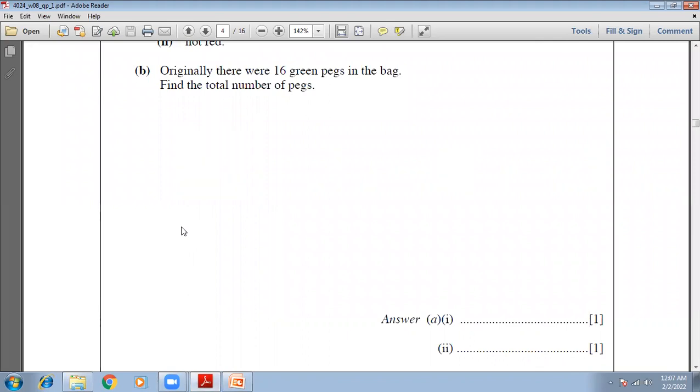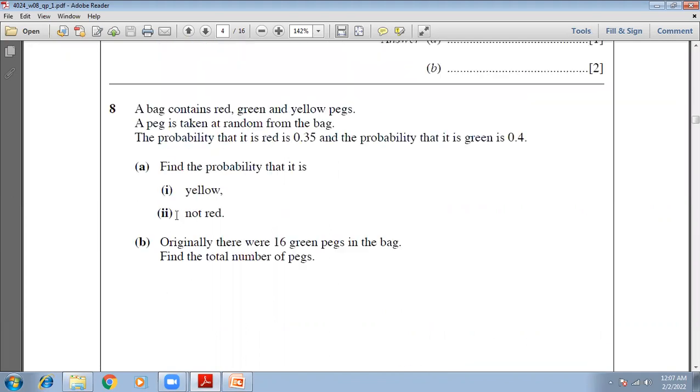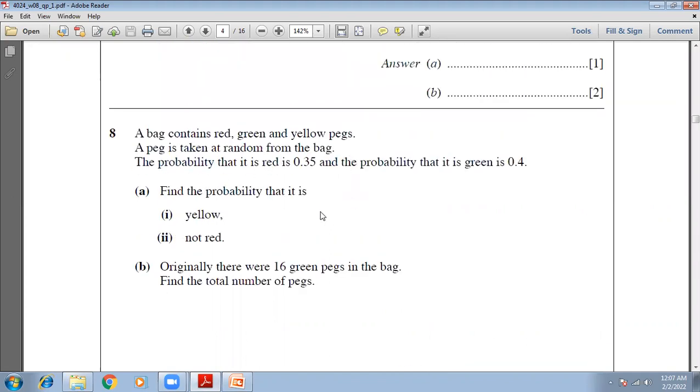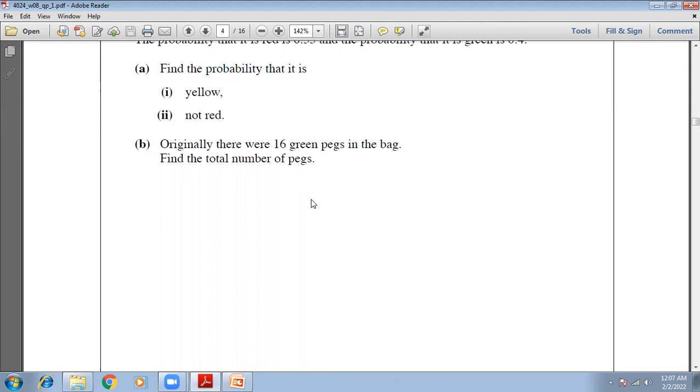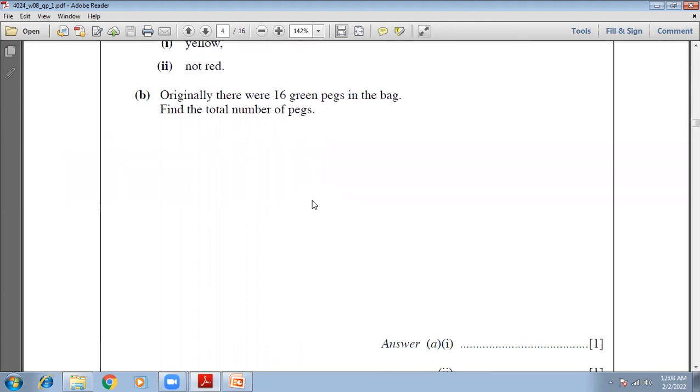Originally, there were 16 green pegs in the bag. Find the total number of the pegs. We know that the probability of green is 0.4, so 4 by 10 is the probability. So 4 by 10 multiplied by the total pegs will be equal to 16. Okay, so let me show you my work.